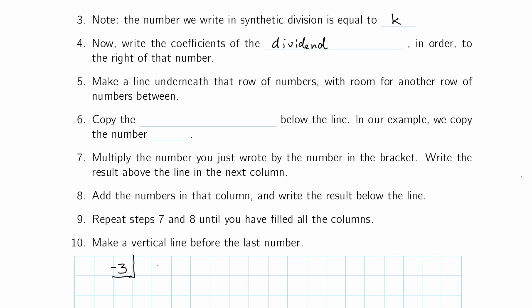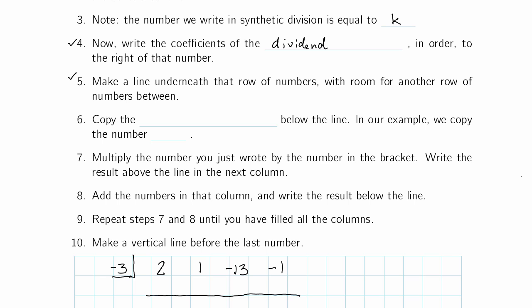In our example, the coefficients in the dividend are 2, we've got a 2x to the third. 1, we've got just x squared by itself. Negative 13, we have negative 13x. And negative 1, we have negative 1 for our constant. Now we make a line underneath our row of numbers, leaving space for another row in between. Okay, we are done with our setup.